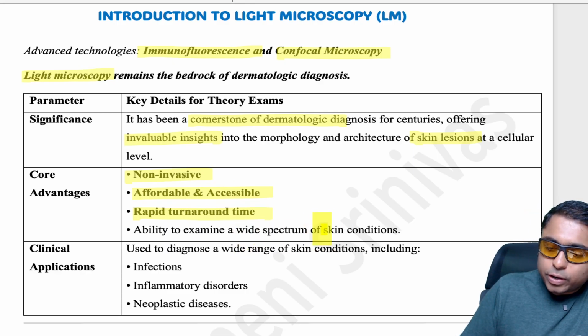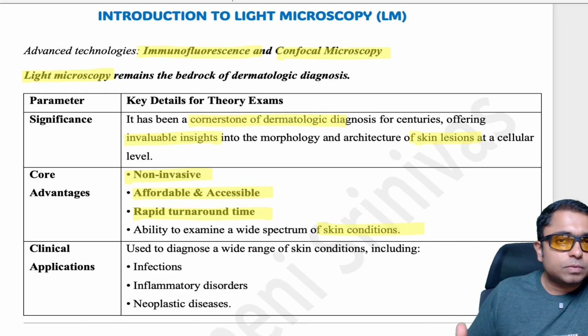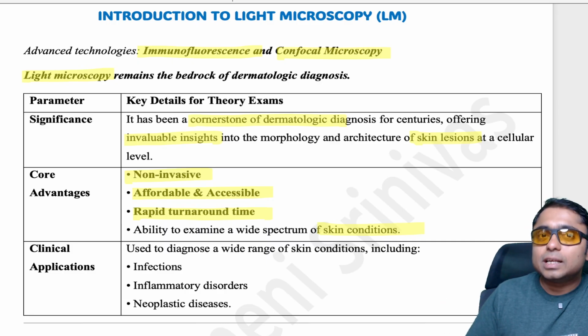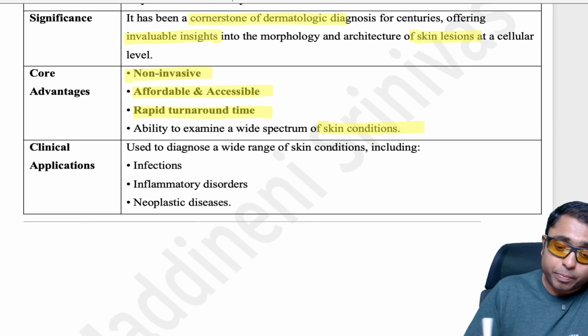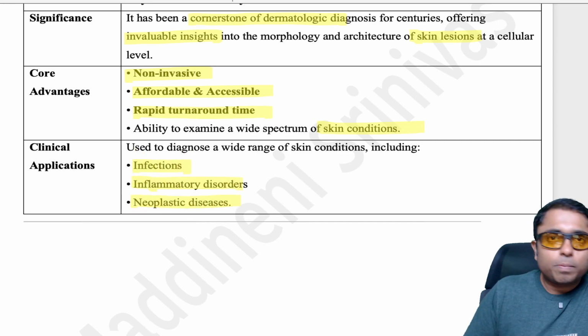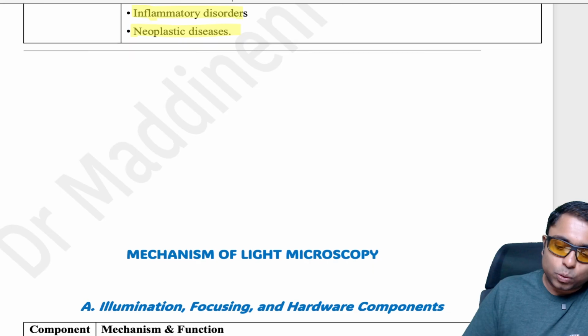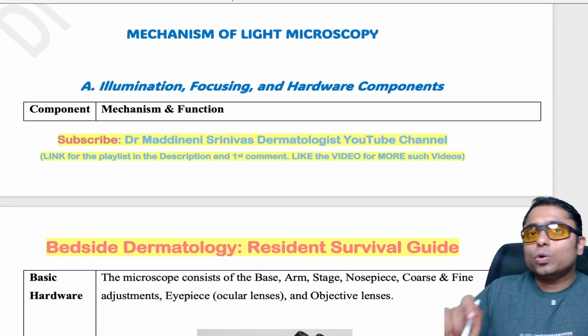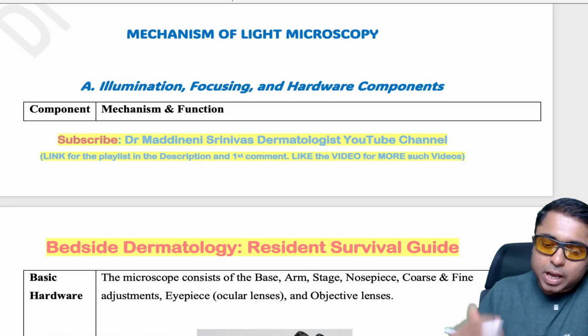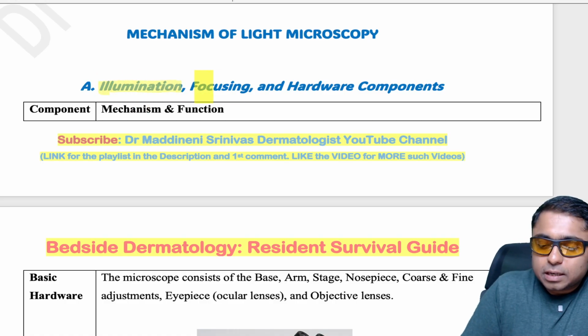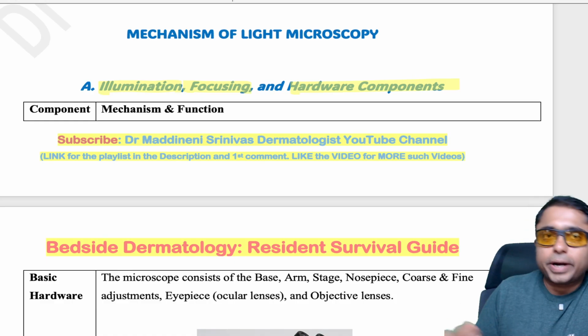It helps not only in the identification of skin conditions but also hair disorders, and some nail disorders can also be diagnosed with microscopy. Certain infections, inflammatory disorders and neoplastic diseases can also be diagnosed. So you should know some basic points related to how a microscope actually works: how the illumination is done, what is being focused, how it is being focused, and what the components of the microscope are.